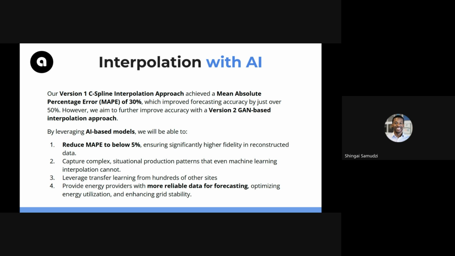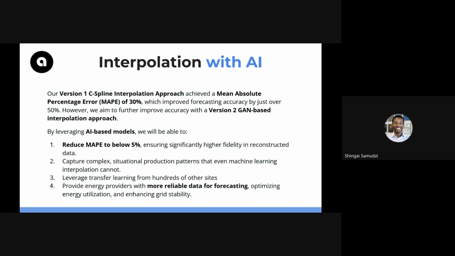We want to be able to capture these complex situational production patterns that even machine learning approaches cannot do. And this requires leveraging transfer learning from other sites. And I think this is actually the most important part from an AI-based approach, right? It's not just about taking a patchy data set from one site, throwing it at a model, and then taking the output and calling it a day, right? The way that you leverage the power of AI in this particular case, and this is where the benefit of this particular client is, is that we have 54 other sites that we can also use as part of the AI modeling approach to actually extract and ultimately produce really high quality interpolation, which then leads to really high quality forecasting. So we leverage transfer learning.